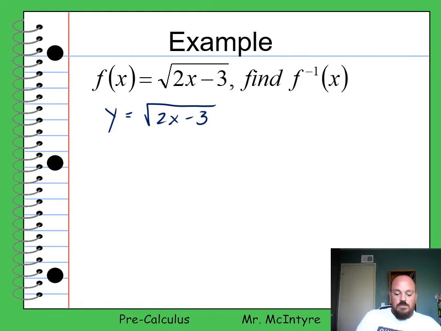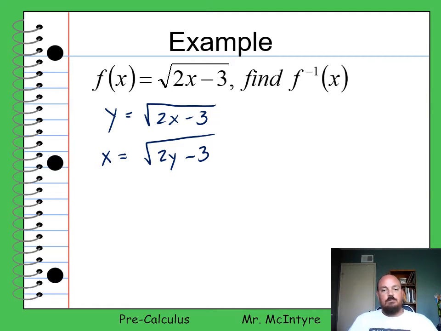Now we do that step where we switch x and y. So instead of y equals, I have x equals. And I'm going to recopy the same equation, only instead of each x, there's only one in this one, but if there's more, instead of each x, I'm going to change it to a y. So instead of the square root of 2x minus 3, I have the square root of 2y minus 3.